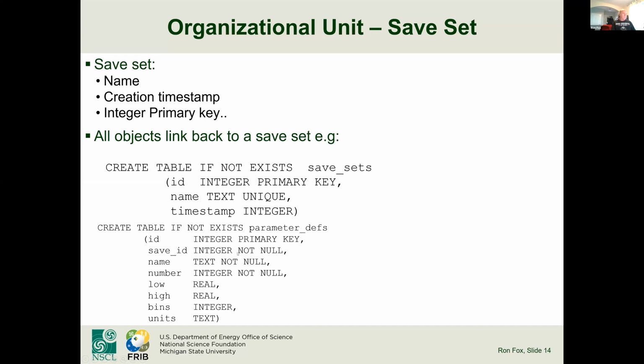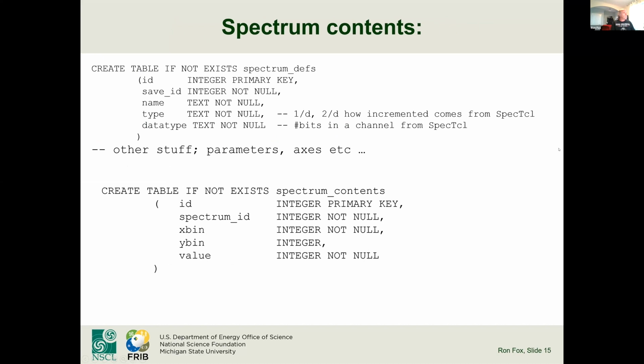And then typical database stuff: everything that you've got, for example, parameter def has a foreign key that points you back at the save set it belongs to. Everything lives in a save set either directly or indirectly. And I'll give an indirect example when we get to the event data, and so on and so forth. So all of our definitions kind of look like this. They all have a save set ID of some sort.